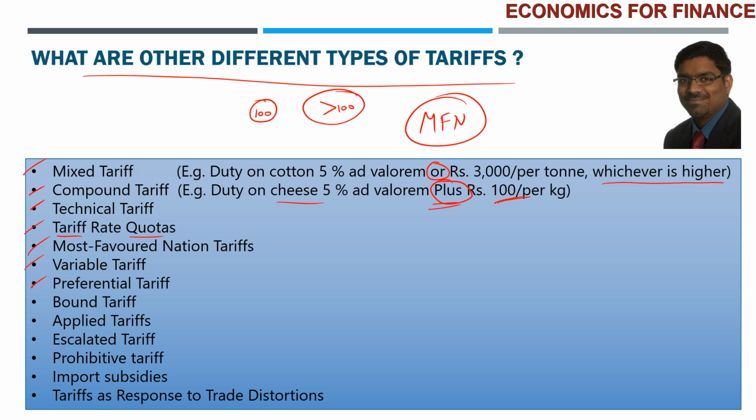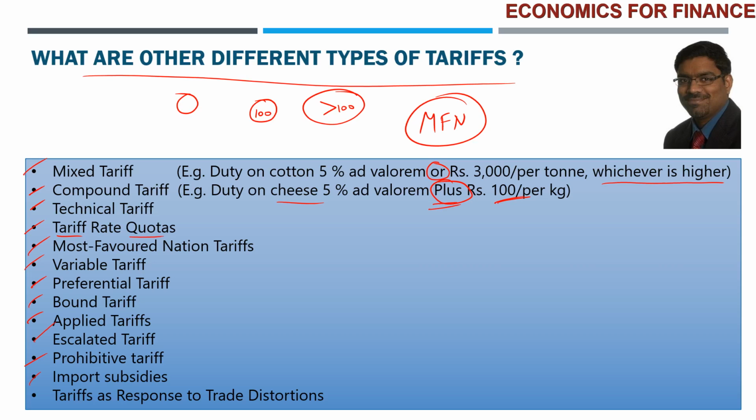Variable tariff, preferential tariff. Some countries are so friendly, so close with each other. They want to be so much preferential to others. They may give preferential tariffs to some other country. That much friendliness if they have, they will give some preferential tariff to those countries. So possible. Bound tariffs means which are supposed to be levied according to the binding agreement between the countries in some international trade negotiations. Like that, applied tariff, escalated tariff, prohibitive tariff, import subsidies.